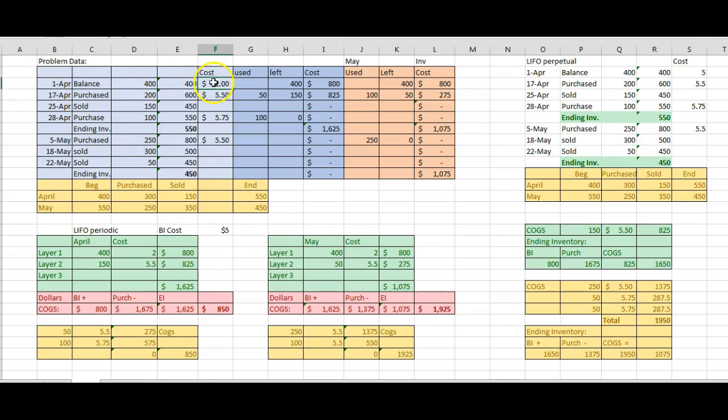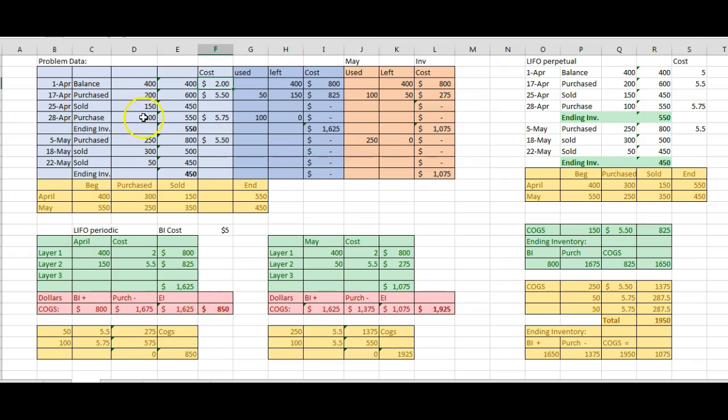So we have a balance of 400 at $2. And they sold this month a total of 300. We're at the end of the month. They had 400, they had 200, and they had 100 that they purchased. So, and they sold 300.